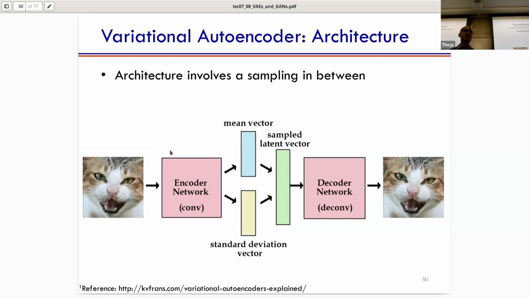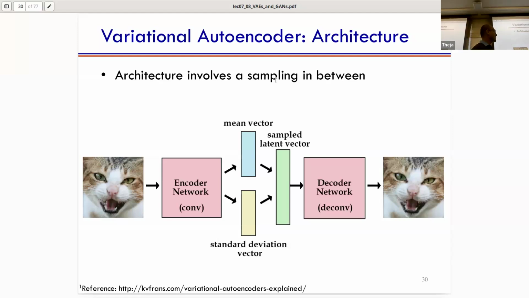The architecture also involves a change, which is that it now involves a sampling in between. So what is the sampling? I have the original cat image, I do the encoding, and I need to get to Z. Instead of getting a single Z vector, I'm going to generate two vectors. You can always say I generate a single vector and call the first 5 coordinates the mean vector and the next 5 coordinates the standard deviation vector. But basically, when I encode, I generate two vectors, and I call them the mean vector and the standard deviation vector.